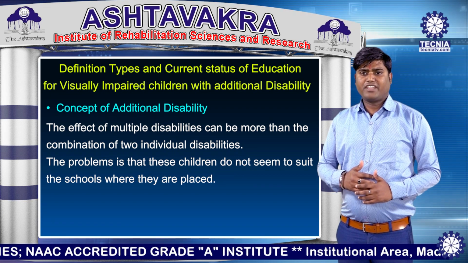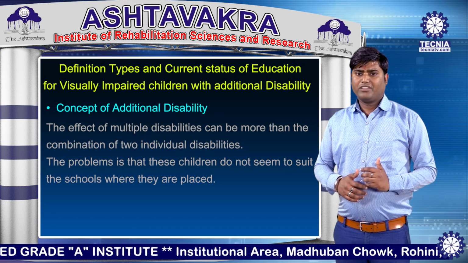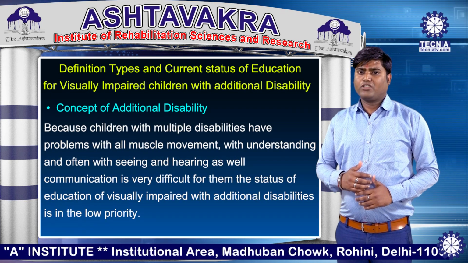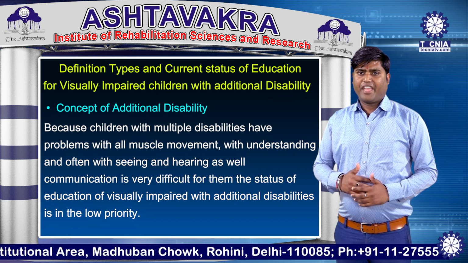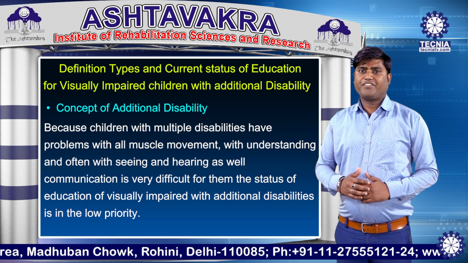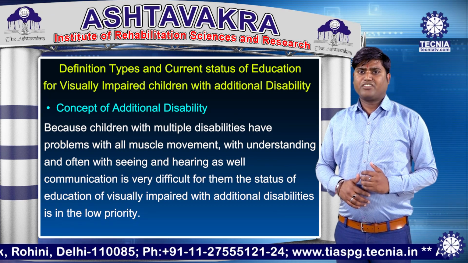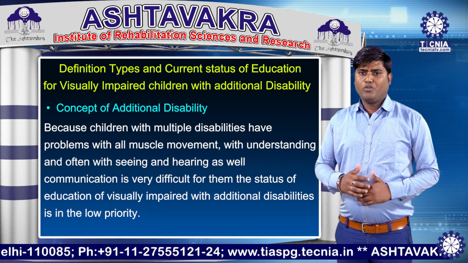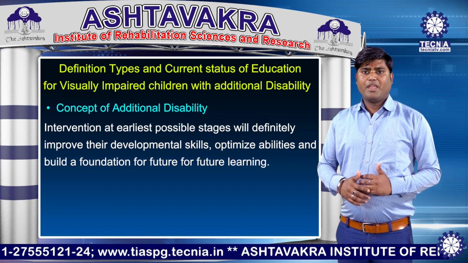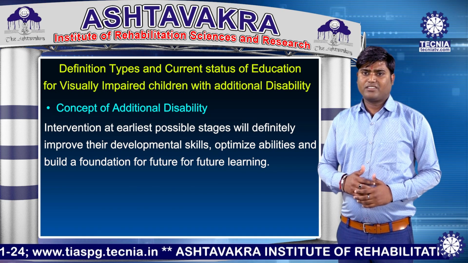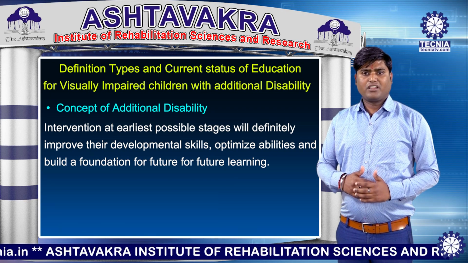The problem is that these children do not seem to suit the schools. Children with multiple disabilities have problems with all muscle movements, with understanding, and often with seeing and hearing as well. Communication is very difficult for them. The education of visually impaired children with additional disabilities is a low priority; intervention at the earliest possible stage would definitely improve their development skills, optimize abilities and build a foundation for further learning.